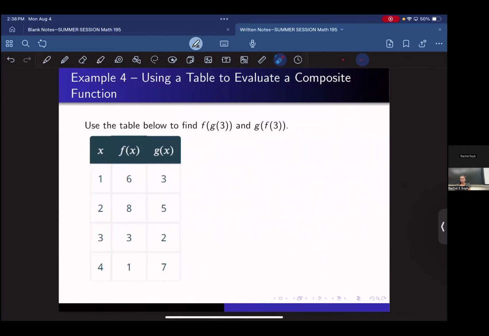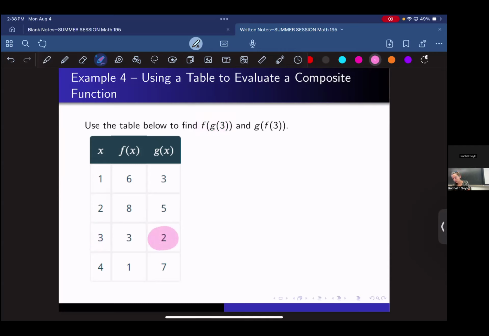Now, our example 4 is being able to evaluate a composite function from a table standpoint, which some people get a little confused about at first. I'll try and make it as straightforward as possible for you guys. Once you get the hang of this, though, it's kind of fun. So the first part, we want to find f of g at 3. So again, look at that inner part. When x is 3, our g of 3 gives us 2.